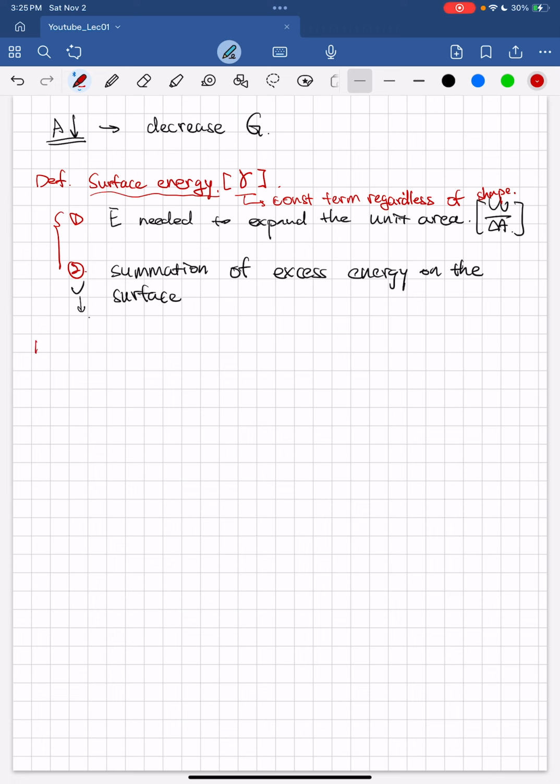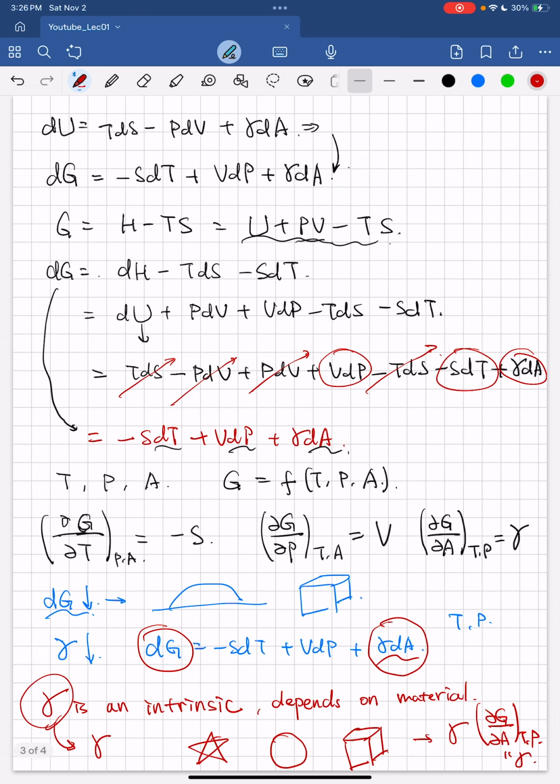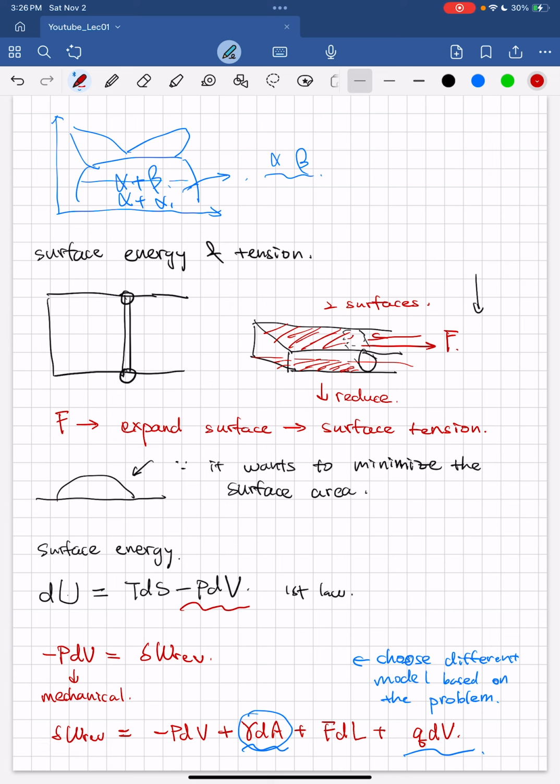Regardless of shape, this is the surface energy definition. Now we are going to talk about surface tension. Now we can finally get back to the model we used here.